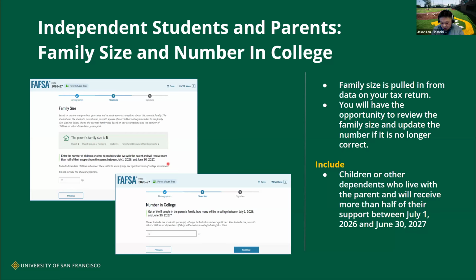If you have another child, and I'm speaking as a parent, that is currently in college and not living at home, feel free to include them in this family size. And so that's how you would come up with this number. It will also ask for the number in college. This really doesn't impact financial aid. I think this is more statistical, but it's the number that you have in college. So if your student is the only one in college, it should be one. If you have another child that's also in college, then it might be two or three, right?